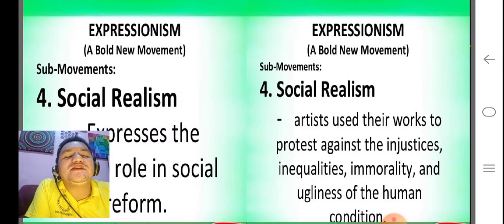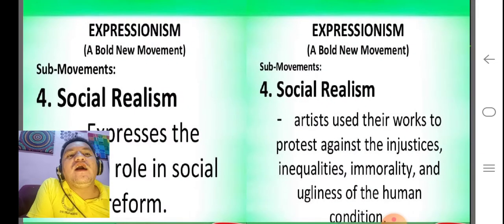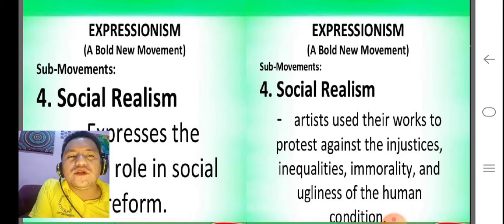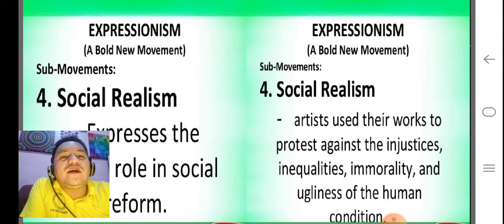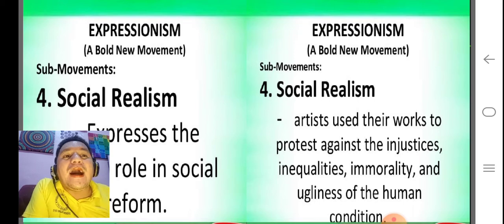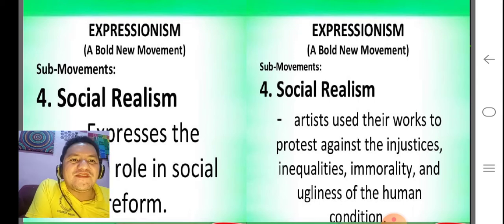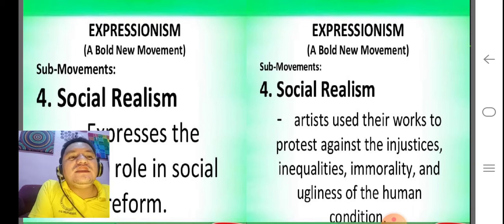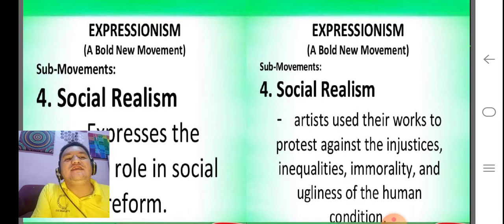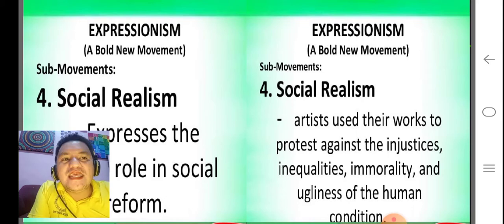Okay, next, let's proceed with social realism. Artists use their works to protest against the injustices, inequalities, immorality, and ugliness of the human condition. Dito, ini-express ng mga artist yung kanilang artwork sa kung ano yung mga nakikita nilang pangit sa lipunan. Okay, take note of that wherein it talks about injustice, wala daw hustisya, hindi pagkakapantay-pantay, immoralidad, pangit na nangyayari sa lipunan. So that is social realism.